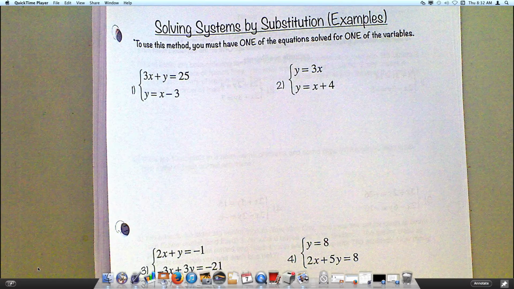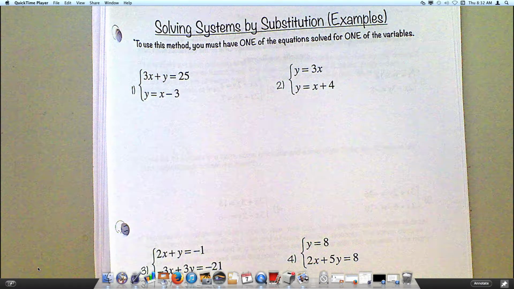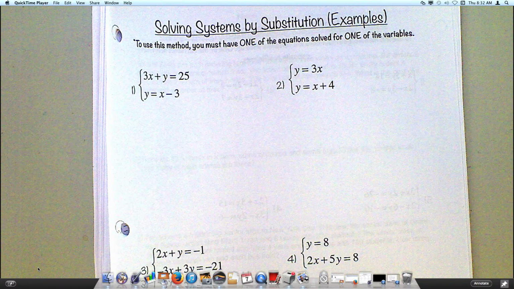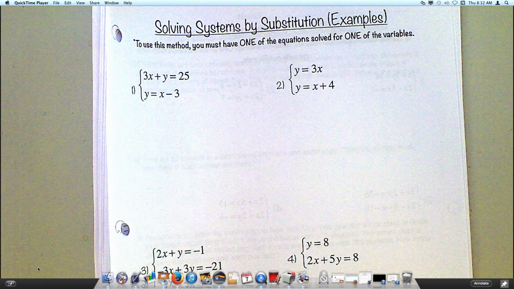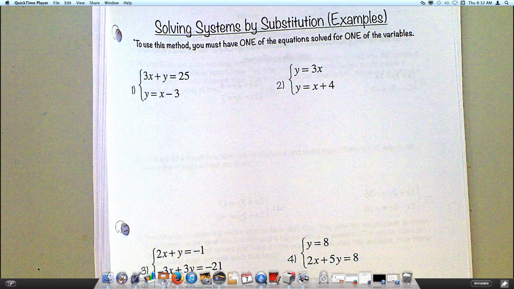So this particular method is called substitution. We're going to work on this method today and tomorrow, and then there's another one next week that we're going to learn too. So by the time we get to the end of this chapter, you're probably going to have 4 or 5 different ways that you could solve one of these.